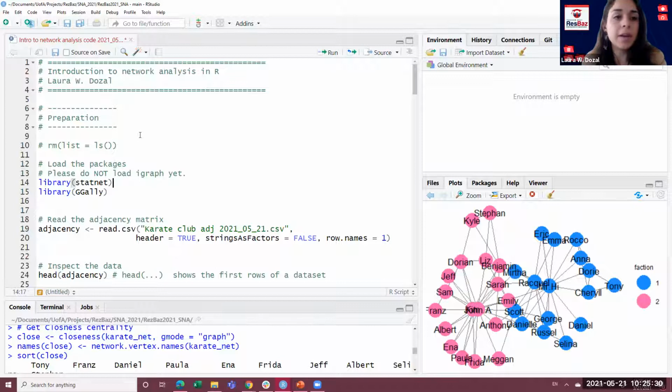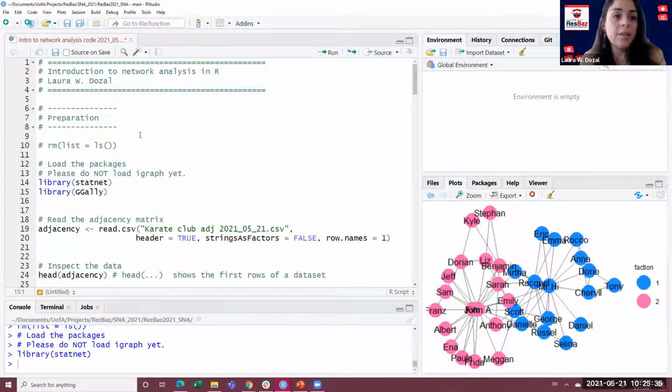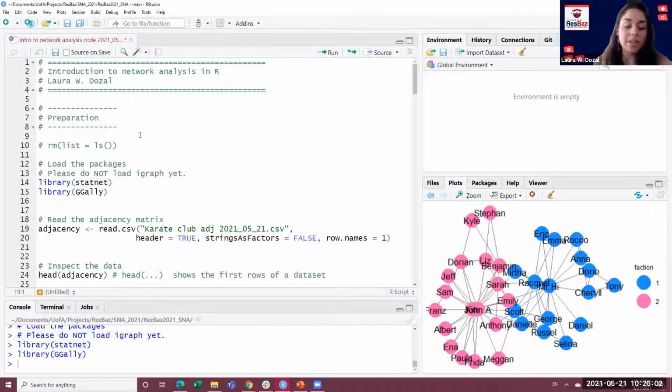But okay, so we can start downloading StatNet and GGally. I've never said those out loud, actually. Okay, and if you want to be hardcore at this, you could start from scratch and type it all in. But this is a great helper.